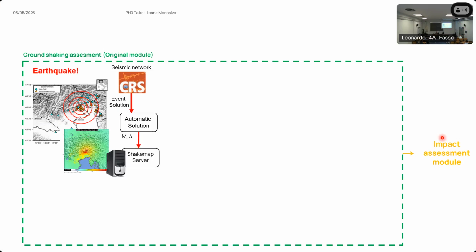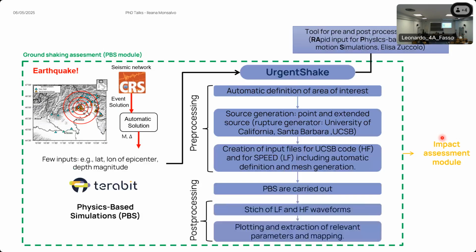The idea, just to focus a bit more on what UrgentCheck is, and focusing on the ground shaking assessment within the large workflow, is to replace shake maps by the use of physics-based simulations. So UrgentCheck takes part now in the workflow, and I also won't enter into many details. It works essentially the same as the other projects that I have just explained.